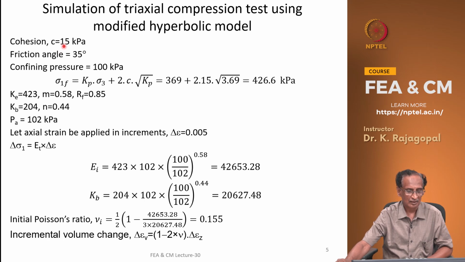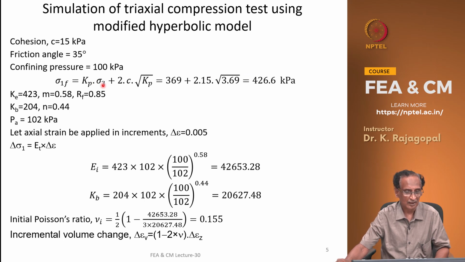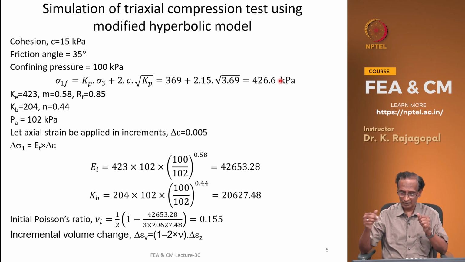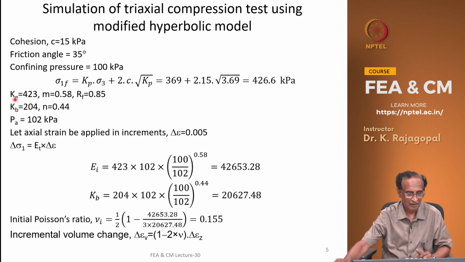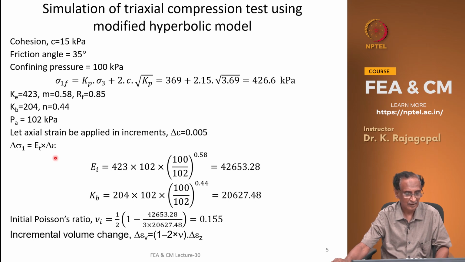Let us say that our soil has a cohesive strength of 15 kPa and a friction angle of 35 degrees, and the confining pressure is 100 kPa, and the sigma 1f is Kp times sigma 3 plus 2c square root Kp, and that comes to 426.6. That is the maximum axial stress that you can apply in a triaxial compression test. And let us take these hyperbolic properties. Ke is 423, and the exponent for the Young's modulus is 0.58, and the failure ratio Rf is 0.85, Kb and n, and atmospheric pressure 102 kPa, and let us apply axial strain increments in increments of 0.005, okay, and delta sigma 1 is Et times delta epsilon.